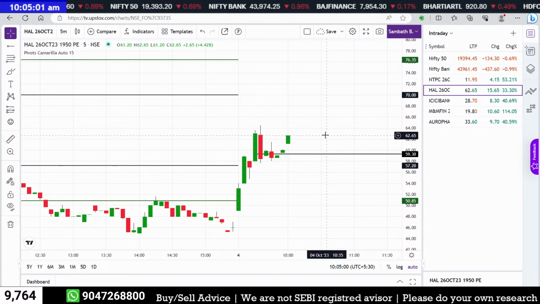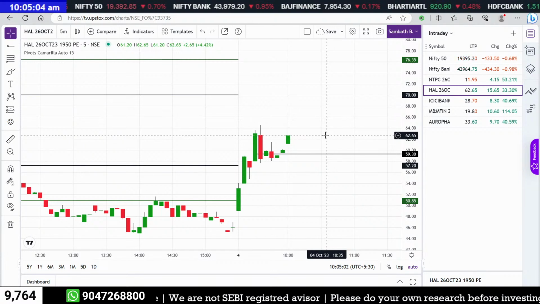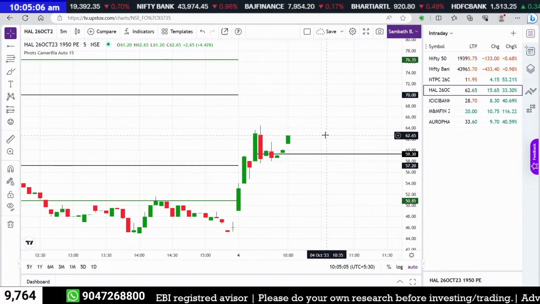Still 140 points down. So no other big changes in Nifty. Banknifty is 440 down.